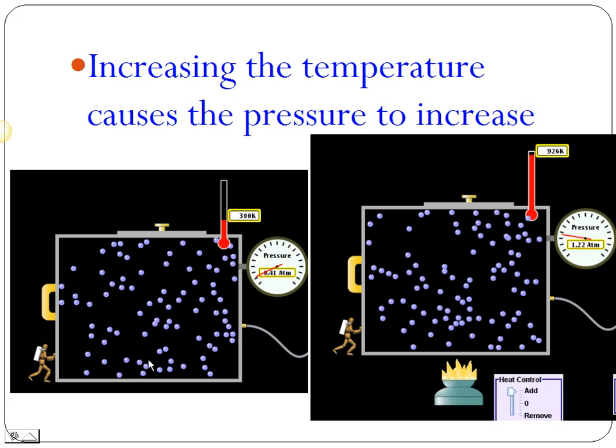So here's a standard container, no heat being added. The same standard container adding heat. So we take a look at the pressure, 0.41 atmospheres, and it gets increased to 1.22 atmospheres by adding heat.